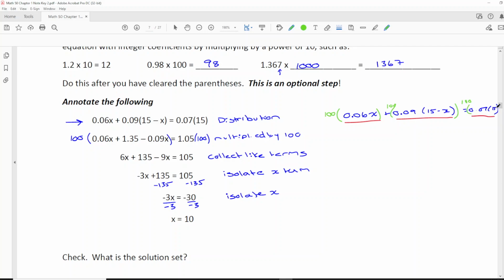So I'm going to multiply every term by 100. Now, if I do that, what's going to happen next? Well, 100 times 0.06 is 6x. People are generally okay with that one.